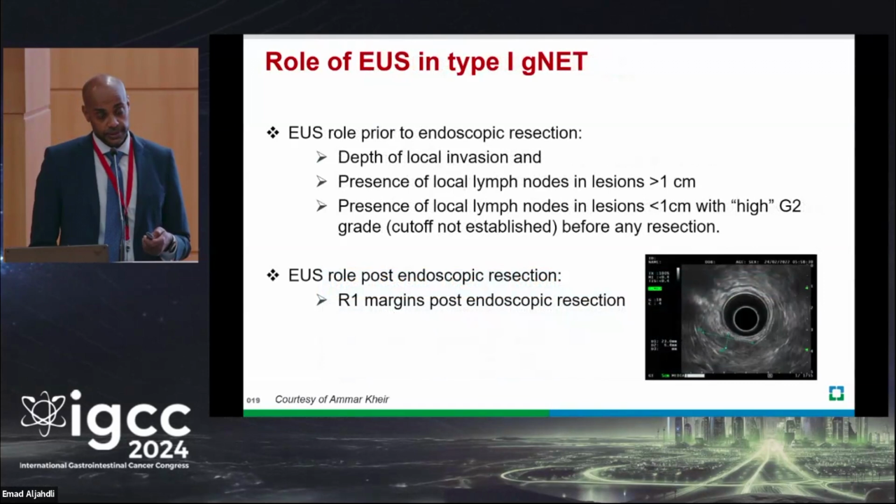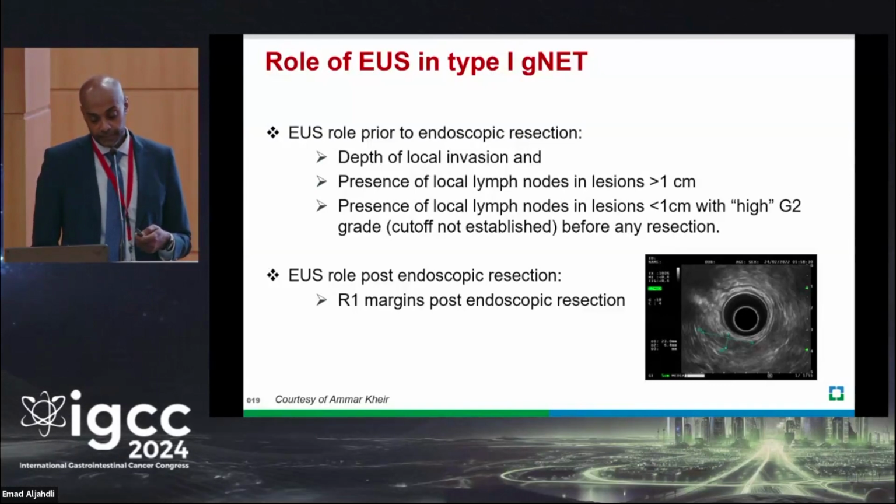EUS has an important role in these lesions. In type 1, for example, as we heard from the previous speakers, we need to know the depth of invasion to know which layer it is arising from and decide which management strategy we're going to go for. And also to assess the presence of lymphadenopathy, because that's also going to help us in having an informed decision.